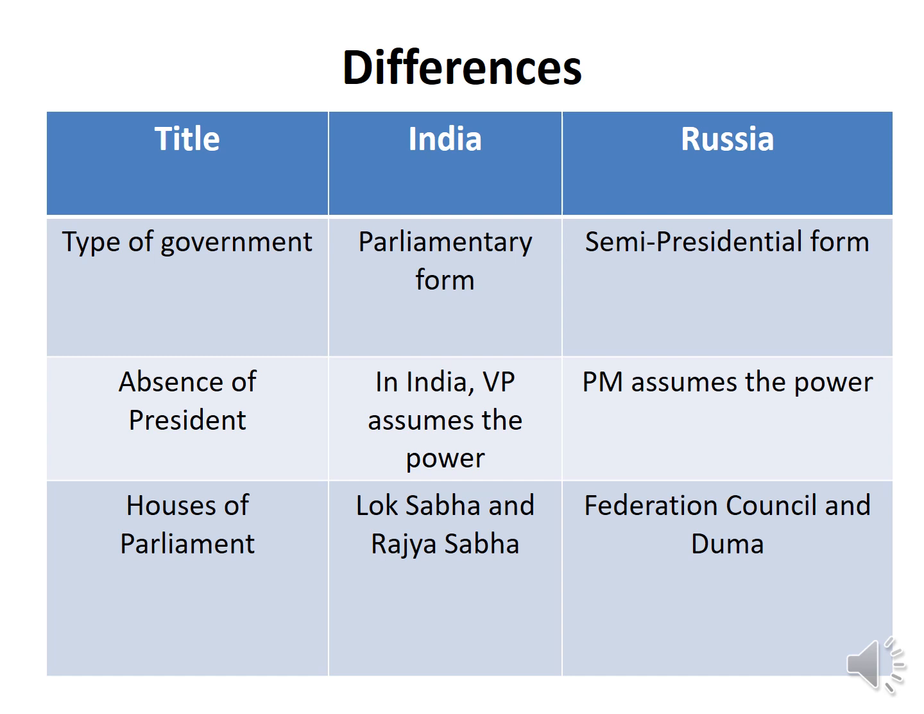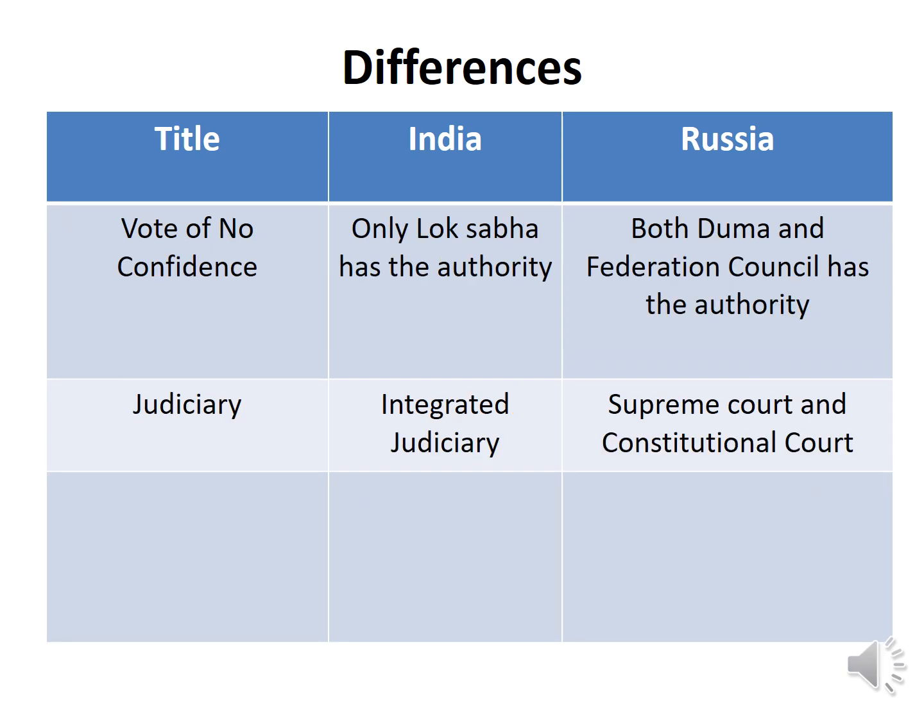There it is the Federation Council and Duma in Russia. In India, it is the Lok Sabha that has the authority to vote for no confidence and oust the government if it loses the motion of no confidence. But in Russia, both the houses of parliament have the authority to vote for no confidence.